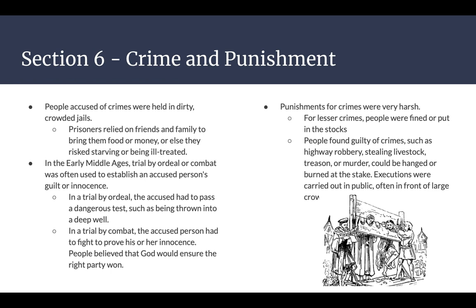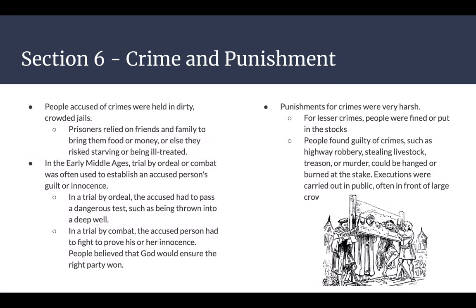Towns were especially dangerous at night because there were no streetlights. In some cities, night watchmen patrolled the streets with candle lanterns to try to deter or discourage criminals from acting. People accused of crimes were held in dirty, crowded jails.